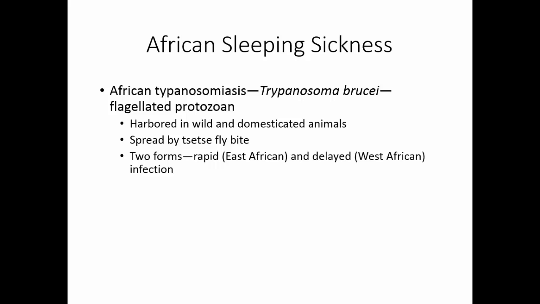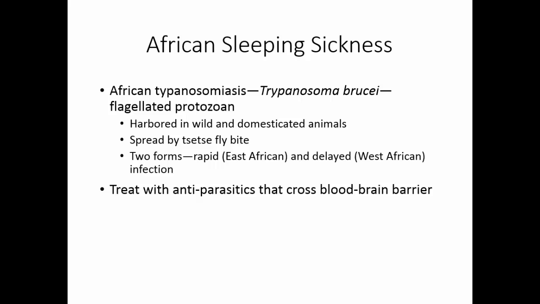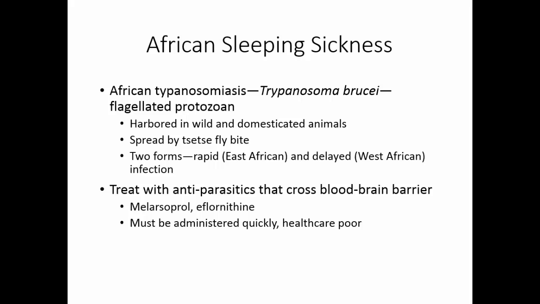The protozoa is introduced to the blood by the tsetse fly bite. The organism will then replicate in the blood for a while before it goes to the brain tissue. In the brain, it begins to damage the brain tissue, and these individuals eventually go into a coma and die. You can treat this with antiparasitics that cross the blood-brain barrier. Melarsoprol and eflornithine are two of the drugs that can be used to treat this disease. These drugs have to be administered very quickly after exposure to the disease, and this seldom happens because this disease occurs in very, very poor parts of Africa where health care is quite poor.